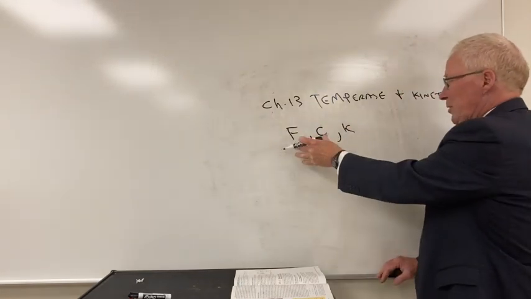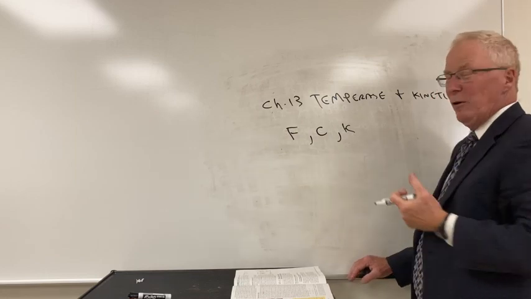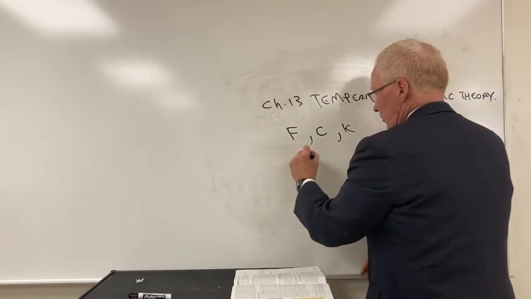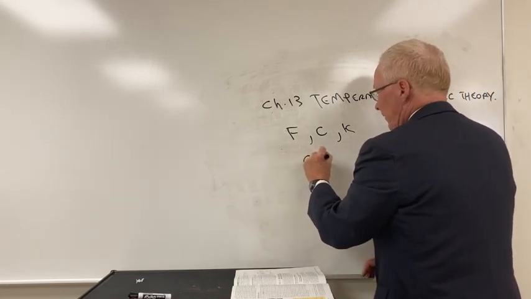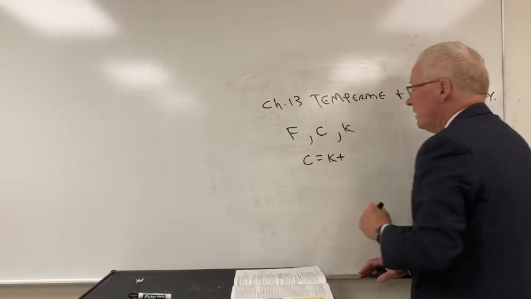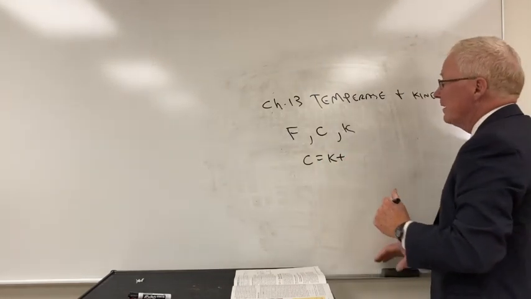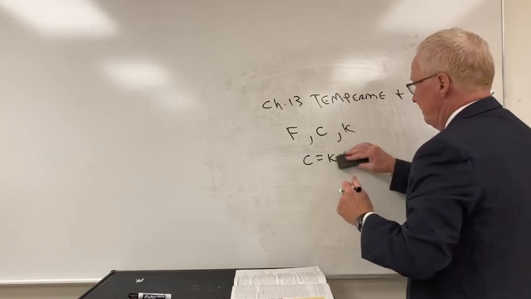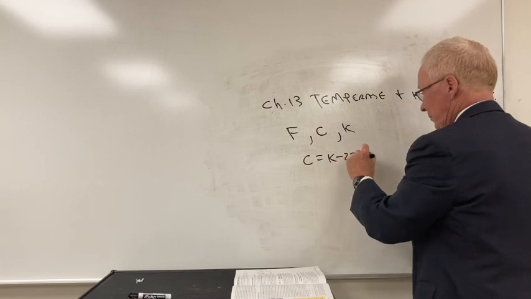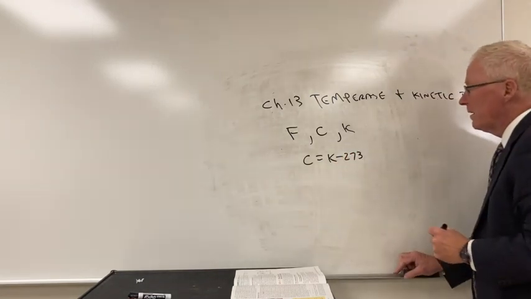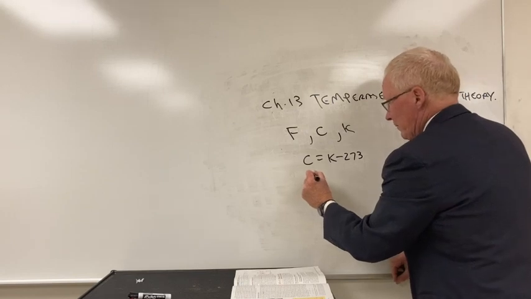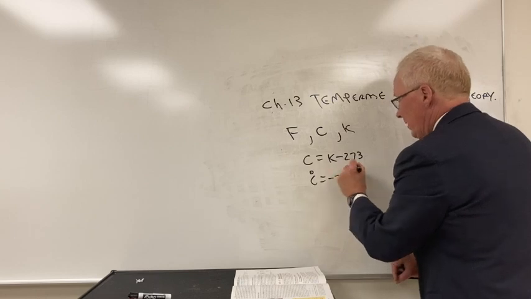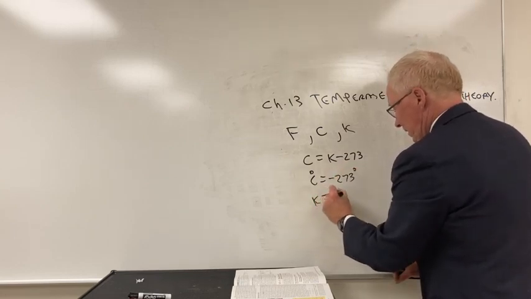All right, there's a conversion between Fahrenheit and Celsius. We're not going to be using that for this test. And again, the conversion between Celsius and Kelvin is that Celsius is Kelvin minus 273, all right? And so we have absolute 0. So absolute 0 in the Celsius scale is minus 273 degrees. In the Kelvin scale, that is 0.